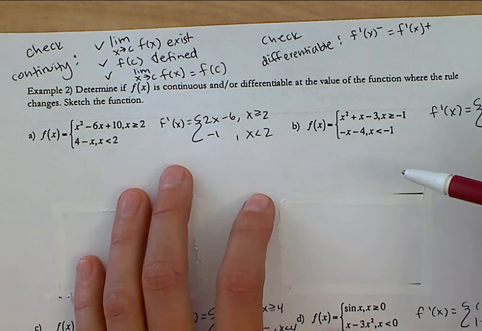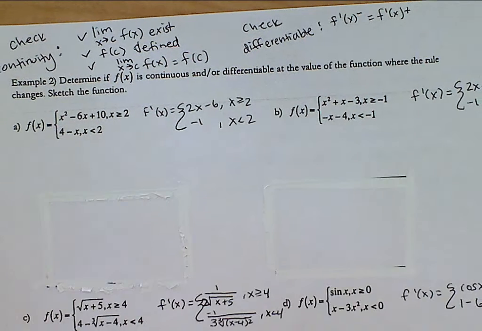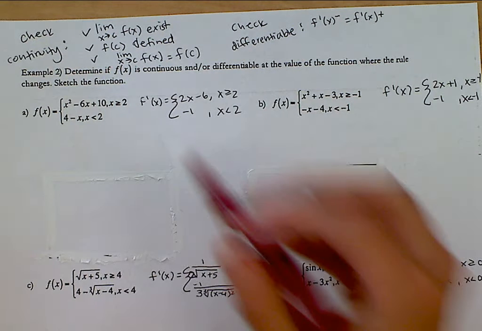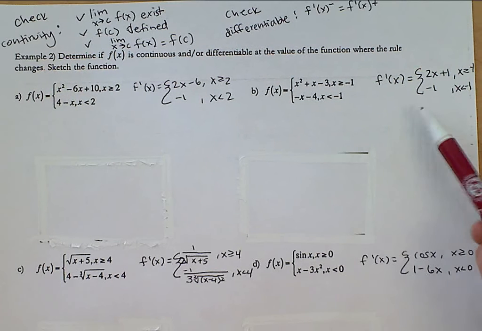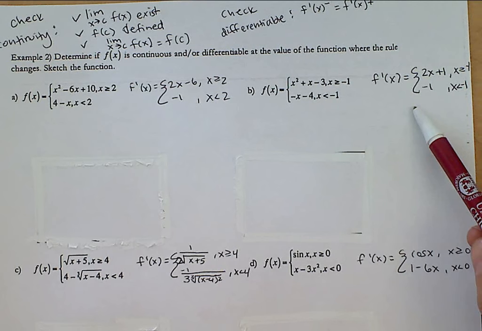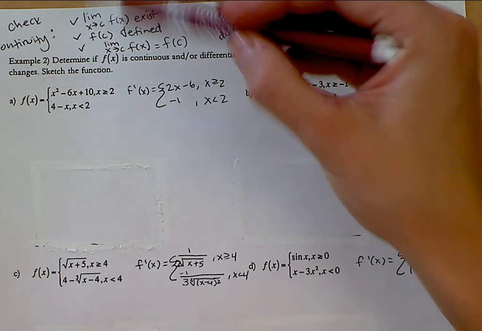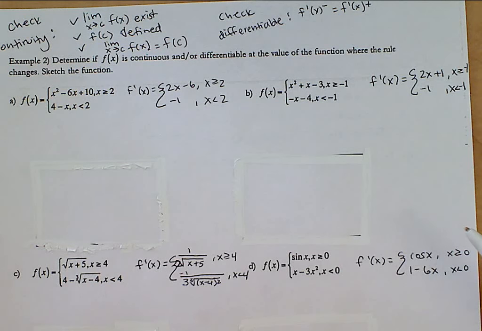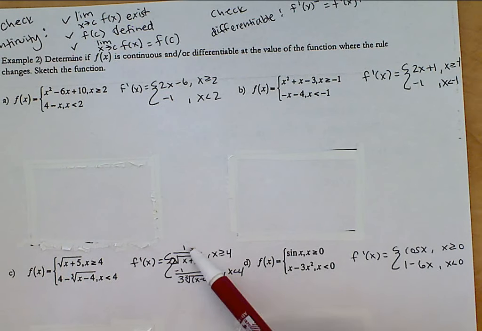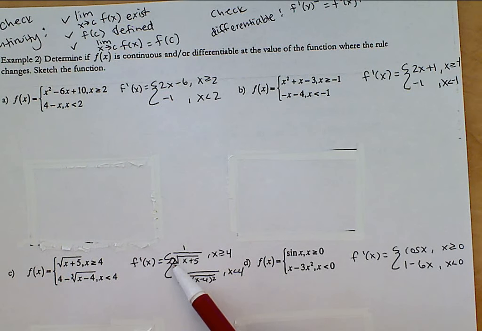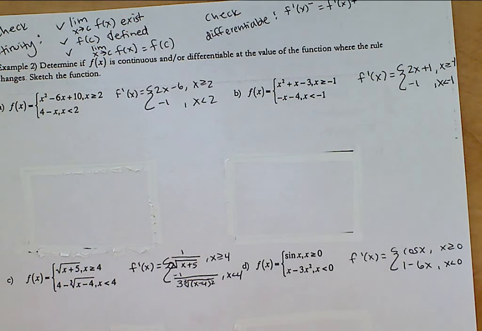For each of these problems, they gave you the original function, and I'm just letting you know what the derivative is. I don't want you to work on finding the derivative. I'm just going to tell you these are your derivatives. I want you to focus on using these functions to check continuity and differentiability. A note on this derivative: this says 1/2, so this is 2 times the square root of x plus 5. And this one is -1/3 times the cube root of x minus 4 squared. So just so you know, that's the derivative.